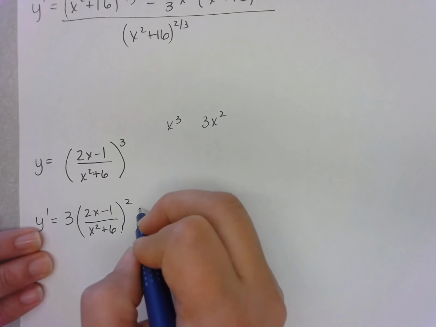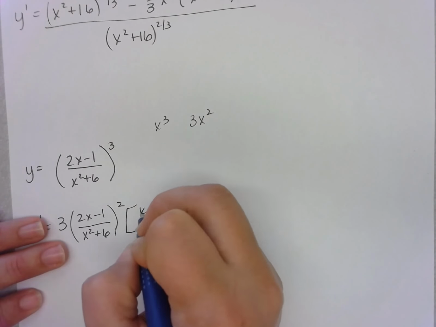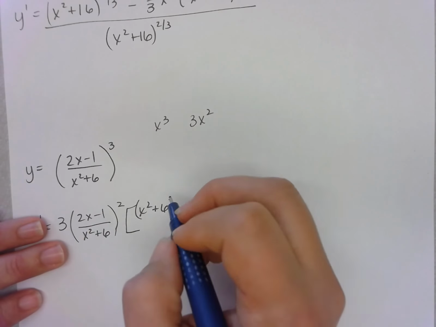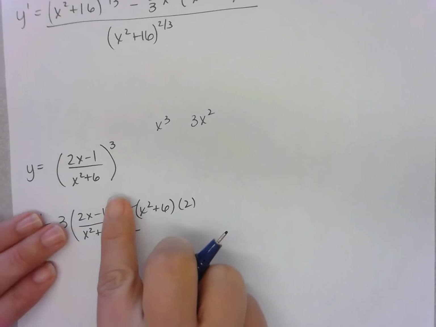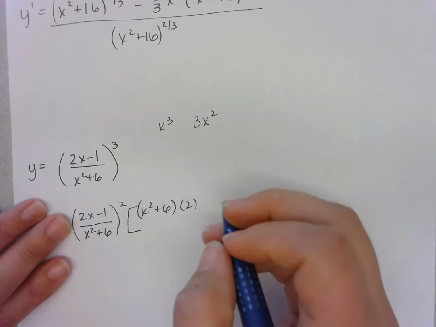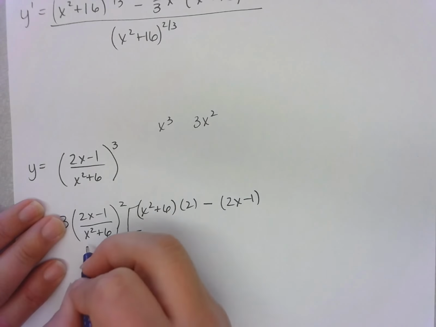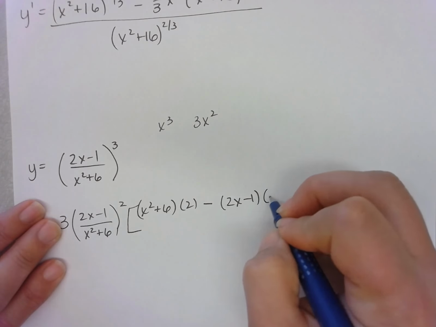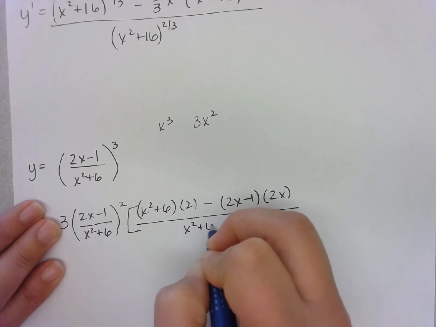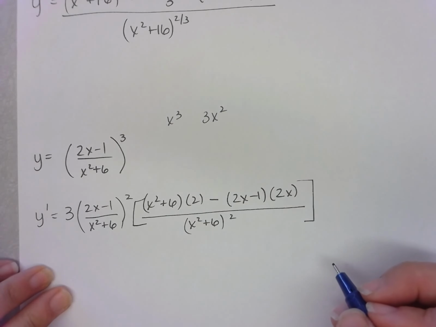So now I need to multiply this by the quotient rule using this. That is the bottom times the derivative of the numerator, which is 2. I'm just strictly looking at the inside, this 2x minus 1 over x squared plus 6. Then minus, now I have the top times the derivative of the bottom, and the derivative of the bottom is 2x, over x squared plus 6 quantity squared. And so there is my derivative.